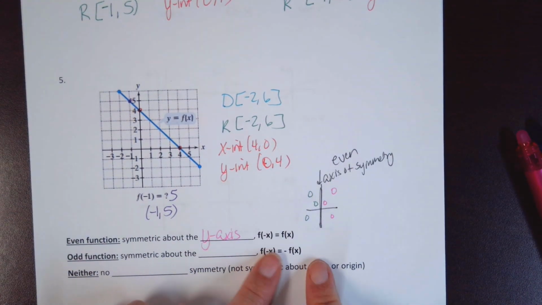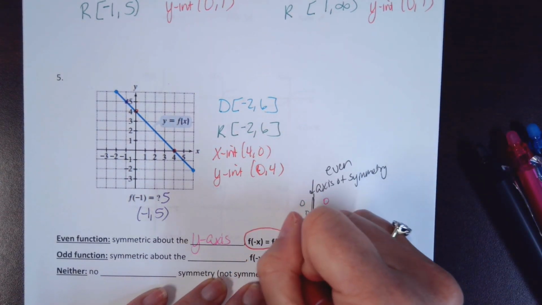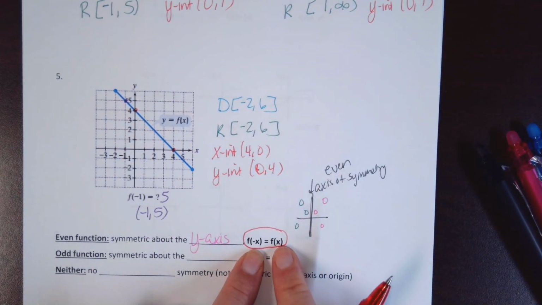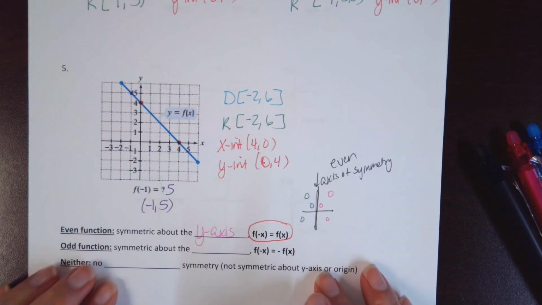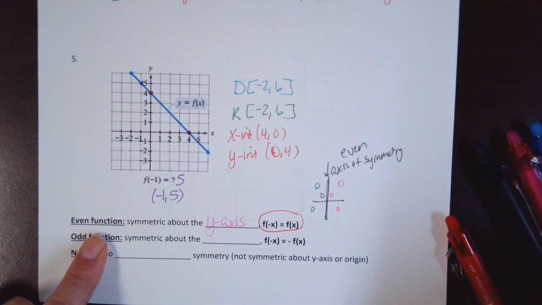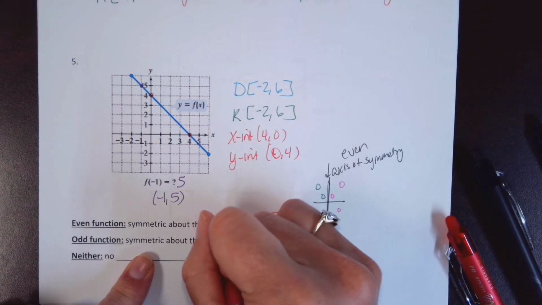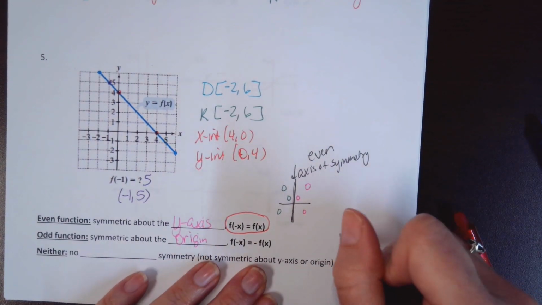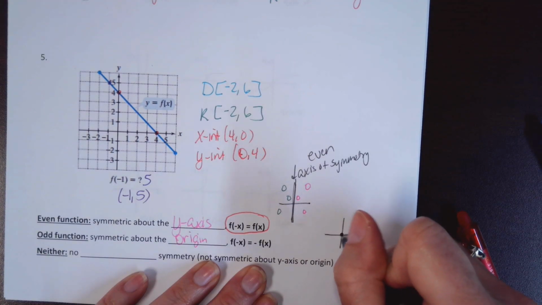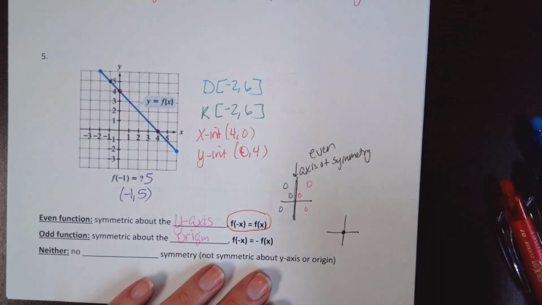Now, this happens mathematically if I plug in a negative value for x and nothing changes. I get out exactly what I started with. Okay? An odd function happens when it is symmetric about the origin. Now, the origin is that place where your axes meet. In the middle right there, that's my origin. Something that is symmetric about the origin has a twist in the middle.